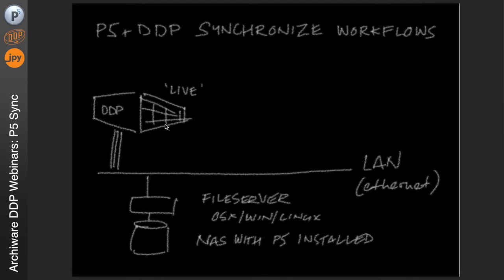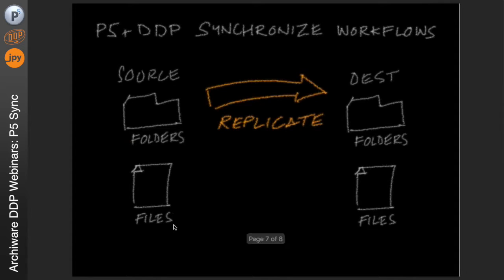Another example would be, rather than replicating to a DDP, you've got some kind of file server. So down here we're showing that we could be running on OS X, Windows, Linux, FreeBSD as well, which should be on that list. Or maybe you've got a NAS box where you've got P5 installed. Whatever the storage you've got available on the network, we can also replicate there from the DDP. So there's lots of different ways that you can do this.